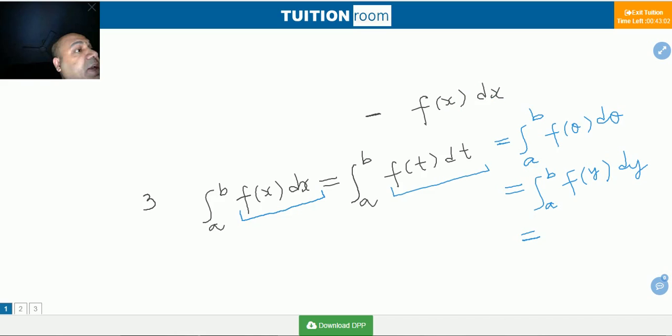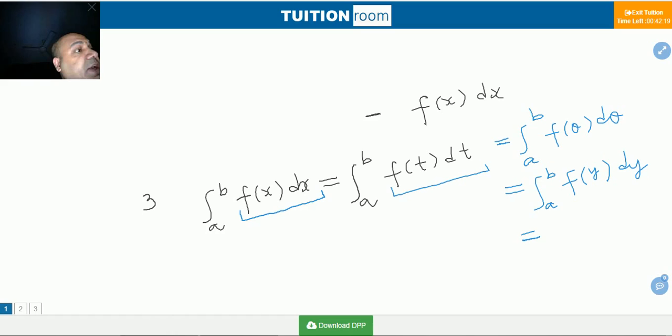Now guys, you should remember these basic properties. First property, integral a to a: if lower limit and upper limit are the same, then the value of the integral will be 0. If we interchange the limit from a to b to b to a, then a minus sign will appear before the integral sign. And if the limits are provided, then inside the integral sign we can change the variable: f(x) dx, f(t) dt, f(theta) d theta, f(y) dy.